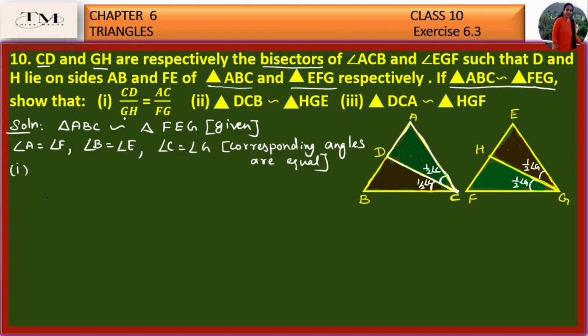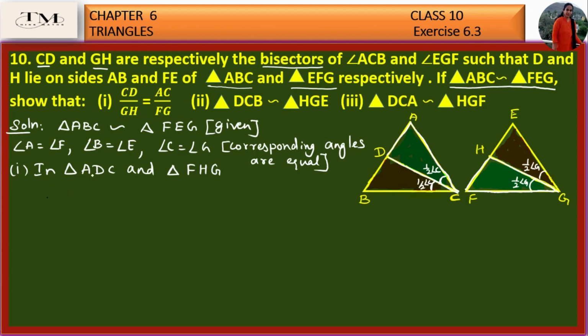Then check the denominator, GH and FG. If we join these lines, we get these two green triangles. Let us write those triangle names. In triangle ADC and triangle FHG, if we prove these two triangles are similar, then we will have the corresponding sides proportional.